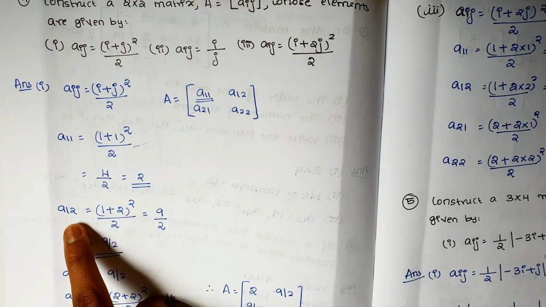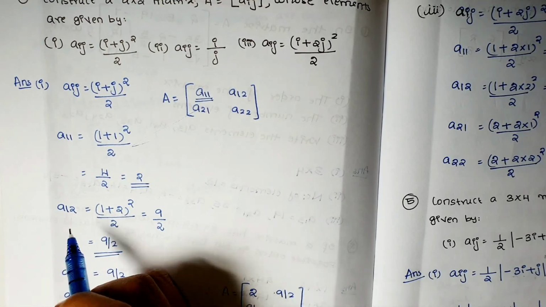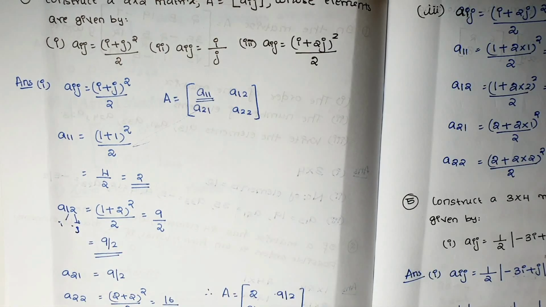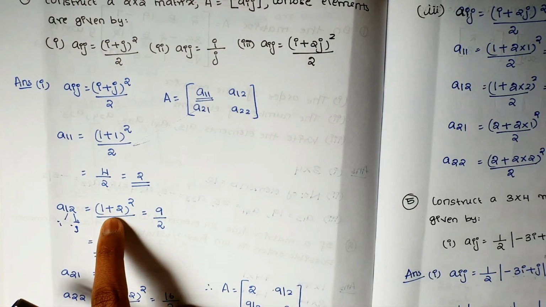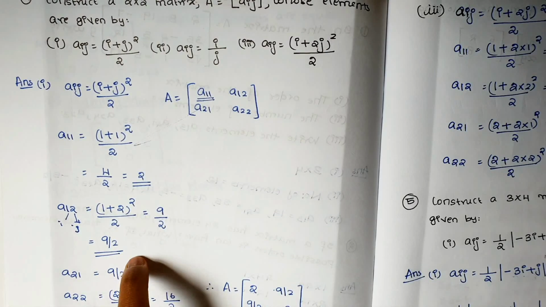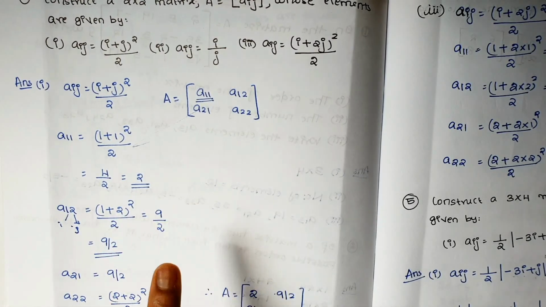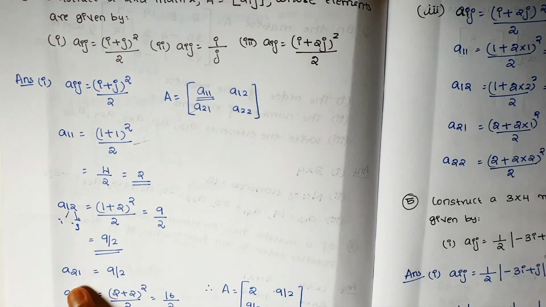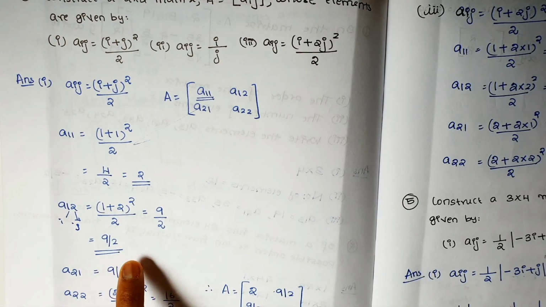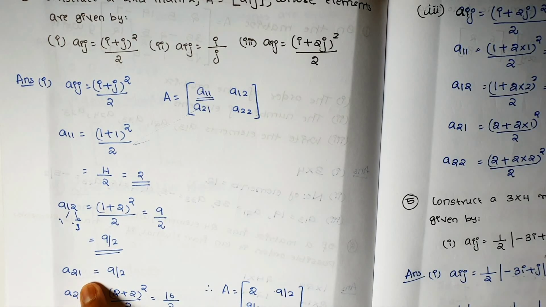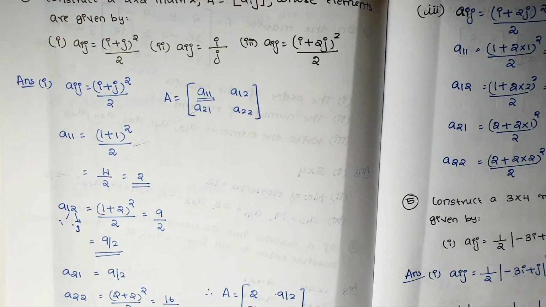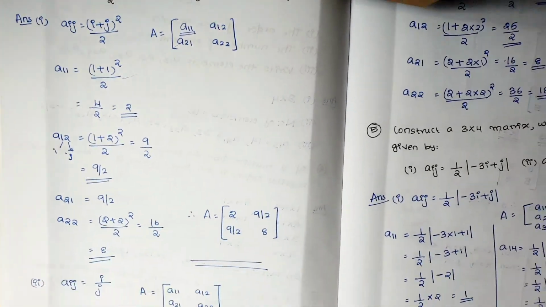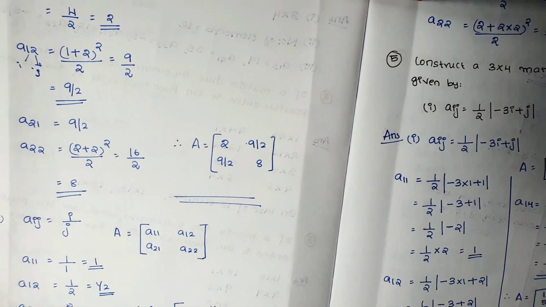Next is A12. A12 means i is equal to 1 and j is equal to 2. Okay, so I can write 1 plus 2 the whole square divided by 2, that is 3. 3 square is 9. 9 by 2 is my second element. Okay, my third element A21. A21 means we have to substitute 2 and 1 and we get 9 by 2 as the answer. Next is A22. A22 means 2 and 2. i and j are 2 and 2.